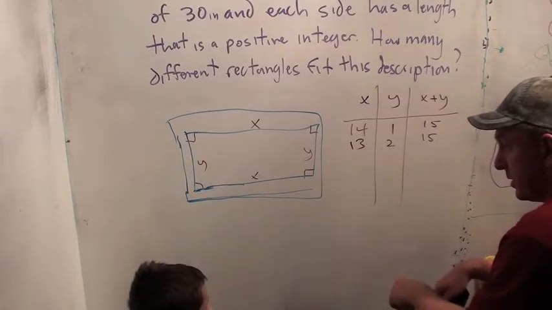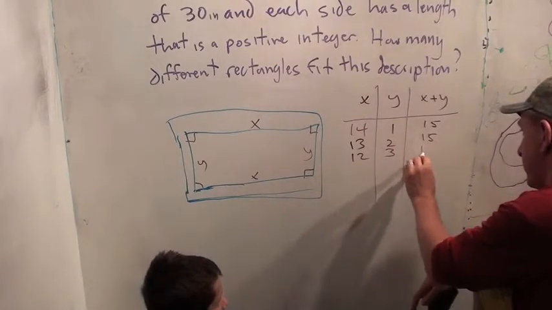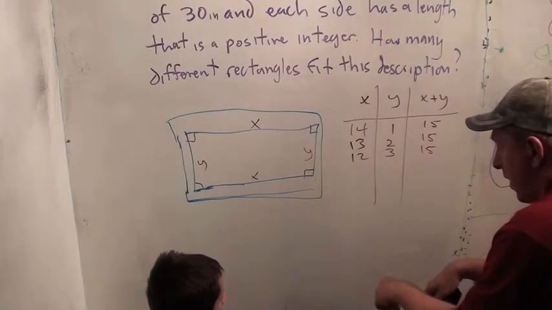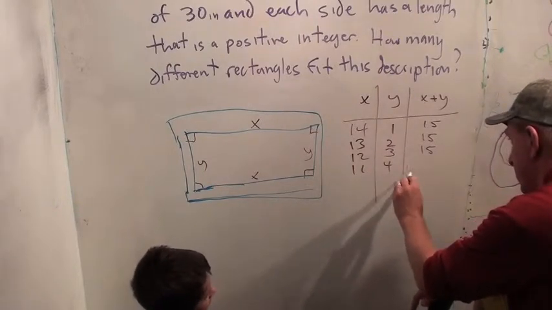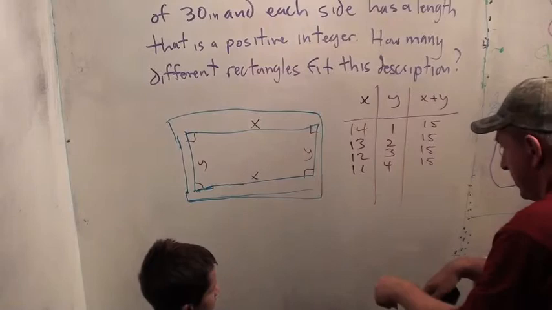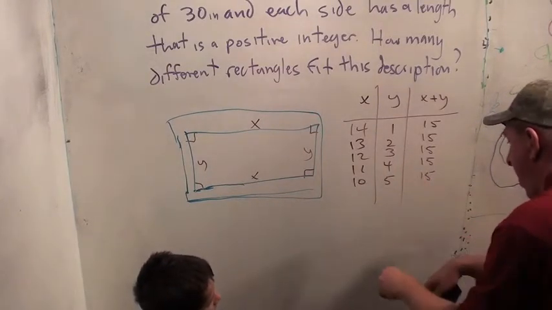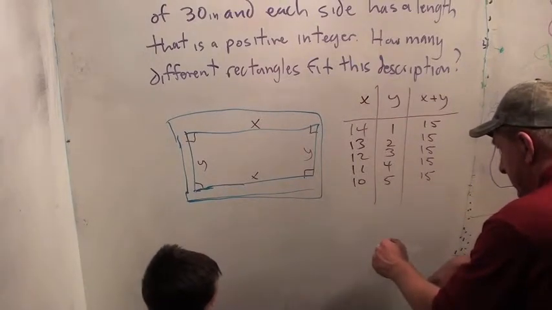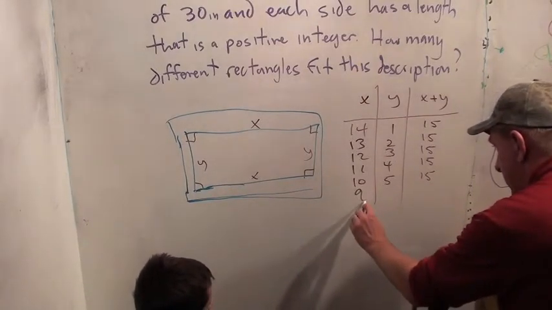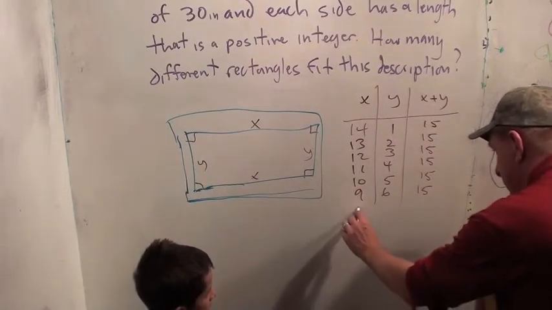Great. So x equals 12, y equals 3. x plus y is 15. So x equals 11 and y equals 4. Okay. x equals 10, y equals 5. That means that x equals 9, y equals 6. x plus y is 15. Good. 8 and 7.